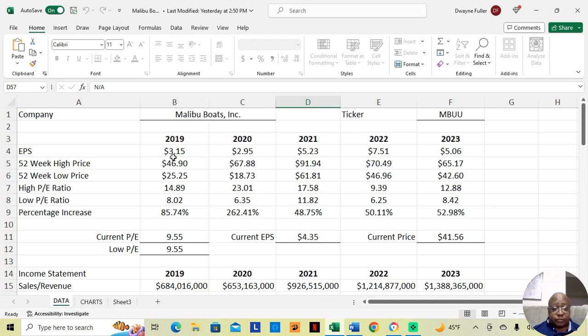And we see that their earnings per share in 2019 was $3.15. In 2020, it dropped to $2.95. That was the COVID lockdown years. But in 2021, it was back up to $5.23. In 2022, it was $7.51. But in 2023, it dropped again, not significantly, but to $5.06. And then when we come to the current earnings per share, it's down to $4.35. So the earnings per share has been pulling back a little.